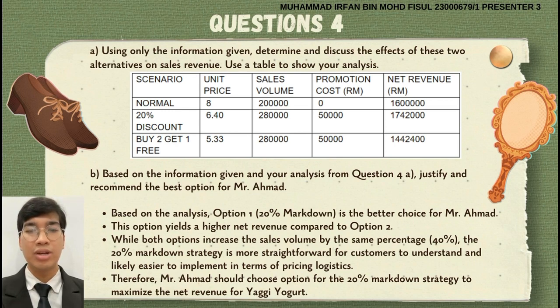Question 4b. Based on the information given and your analysis from question 4a, justify and recommend the best option for Mr. Ahmad. Based on our analysis, option 1, 20% markdown, is the better choice for Mr. Ahmad. This option has a higher net revenue compared to option 2. While both options increase the sales volume by the same percentage, 40%, the 20% markdown strategy is more straightforward for customers to understand and likely easier to implement in terms of pricing logistics. Therefore, Mr. Ahmad should choose the 20% markdown strategy to maximize the net revenue for Yagi Yogurt.